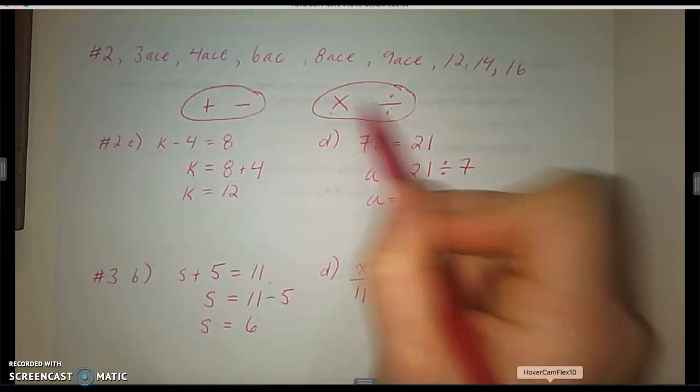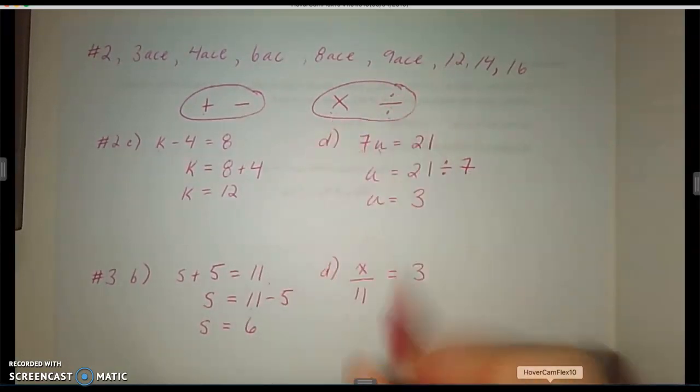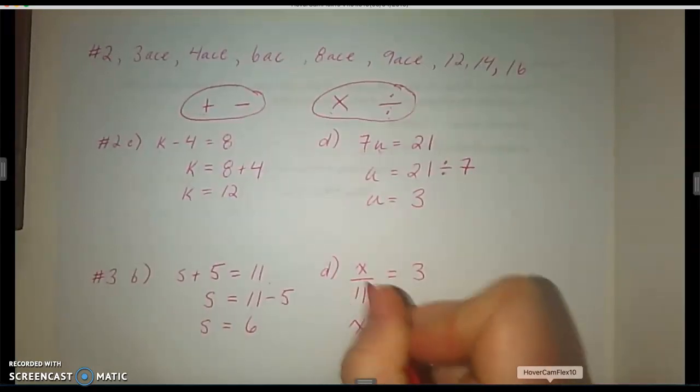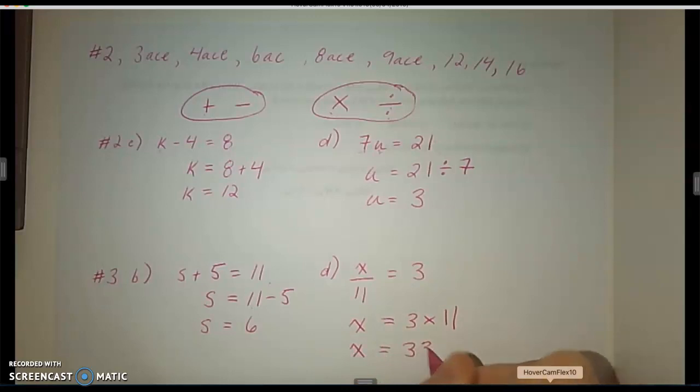And we can see here that the inverse of dividing is multiplying. So I'm going to take that 11 that I'm dividing by over here, and I'm going to multiply by 11 on the opposite side. So then my answer for that one is x equals 33.